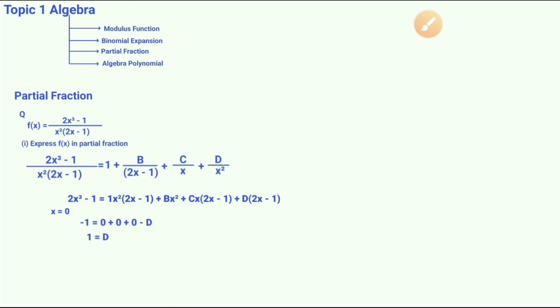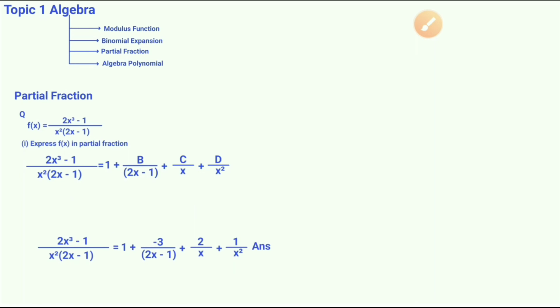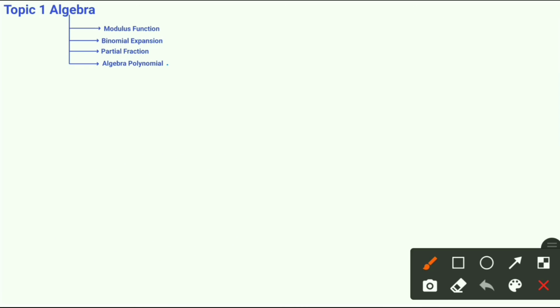Okay, putting the values, we got d. Putting the values, we got b. Putting again the values, we got c, and putting again the value, got d. Okay, this is the answer. Hooray, partial fraction is done. Move on to algebraic polynomial.